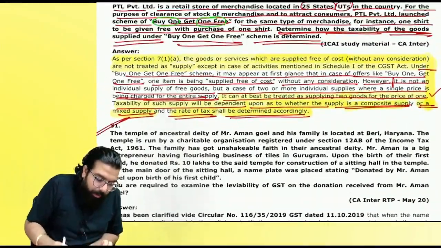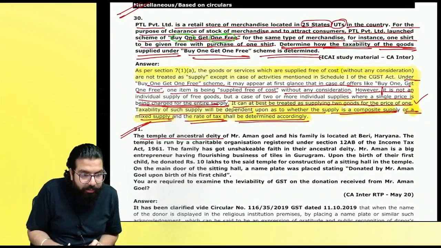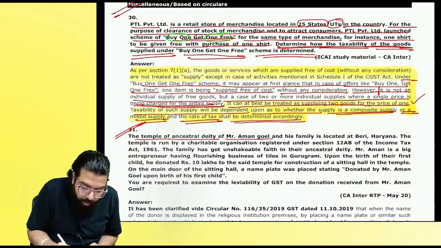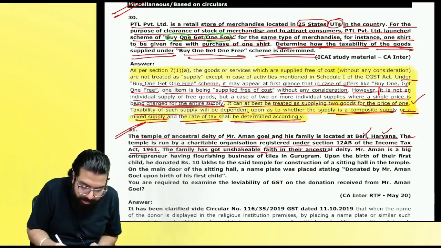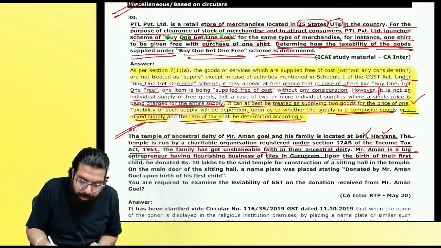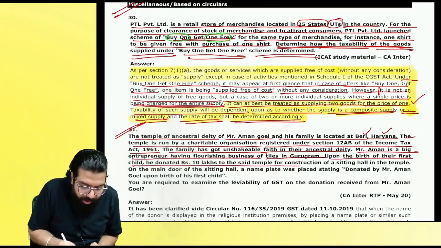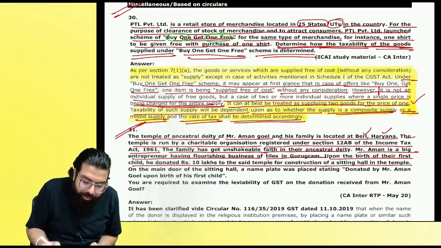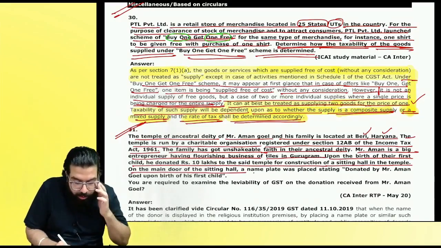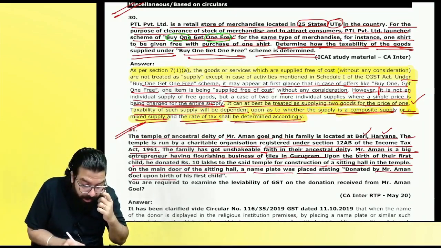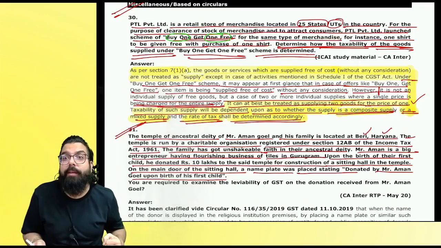Next. The temple of the ancestral deity of Mr. Goel and his family is located in Beri, Haryana. The temple is run by a charitable organization registered under 12AB of the Income Tax Act. The family has unshakable faith in the ancestral deity. Mr. Aman is a big entrepreneur with a flourishing business in Gurugram. Upon the birth of his first child, he donated 10 lakh to the temple for construction of a sitting hall. He donated how much? 10 lakh. On the main door of the sitting hall, a nameplate was placed, donated by Mr. Aman upon the birth of his first child.